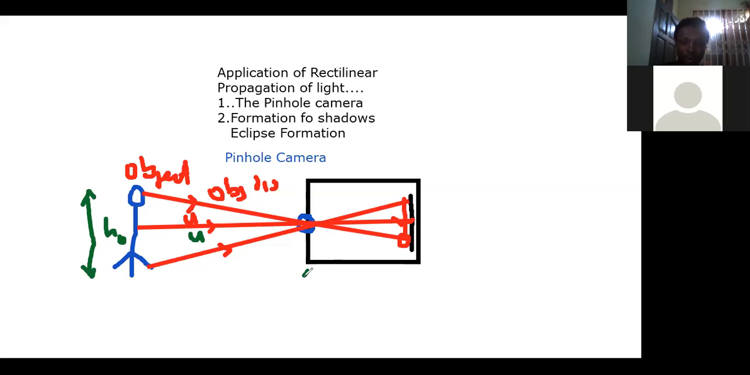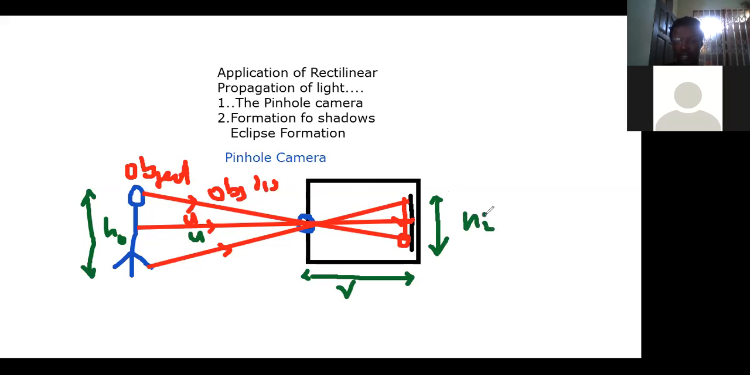Now the distance from the pinhole to the image, the distance from here to here, is what we call the image distance. This is denoted by v, and we call it image distance. Now the height of the image from here, we call it image height.